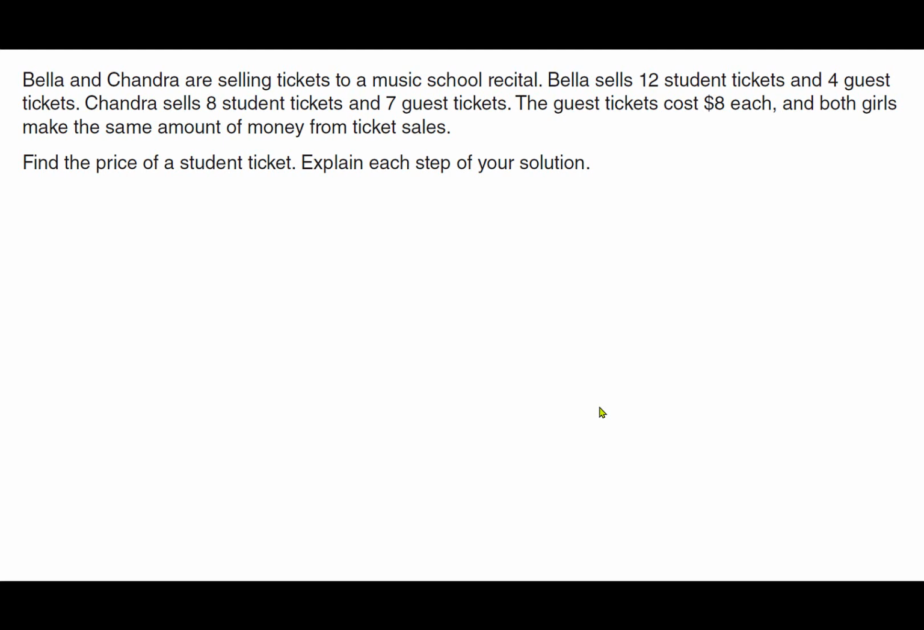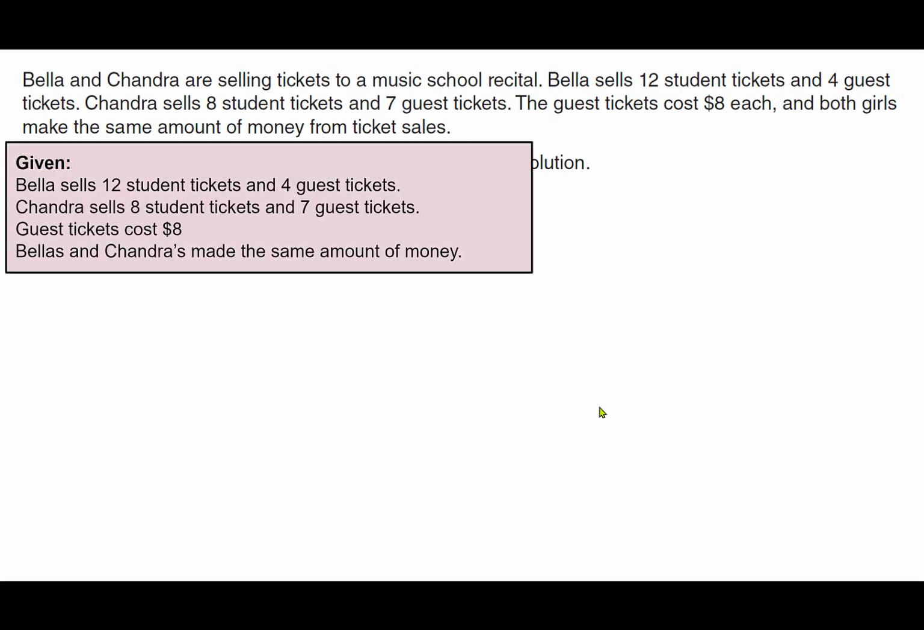Now, I can't just pull out same, I have to use it in context. So, because both girls make the same, I know that Bella and Chandra's sales equal each other. I need to find the price of a student ticket and explain each step in my solution. So writing out this problem-solving plan serves as explaining each step. We've got what's given, what Bella sells, what Chandra sells, the guest ticket cost, and we know that Chandra and Bella's sales are the same.